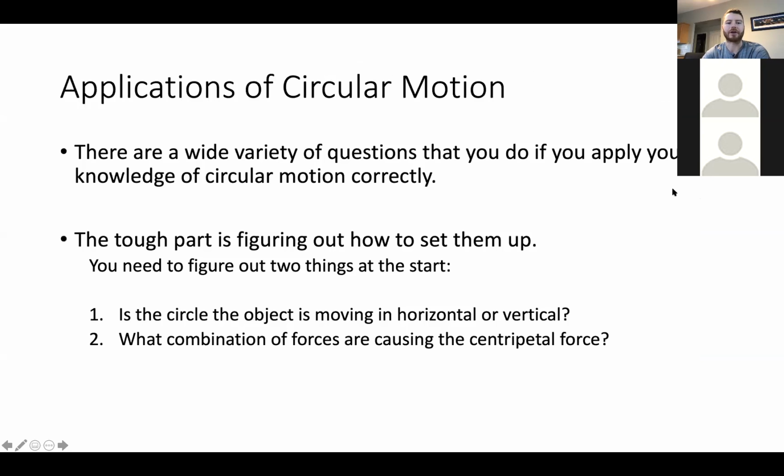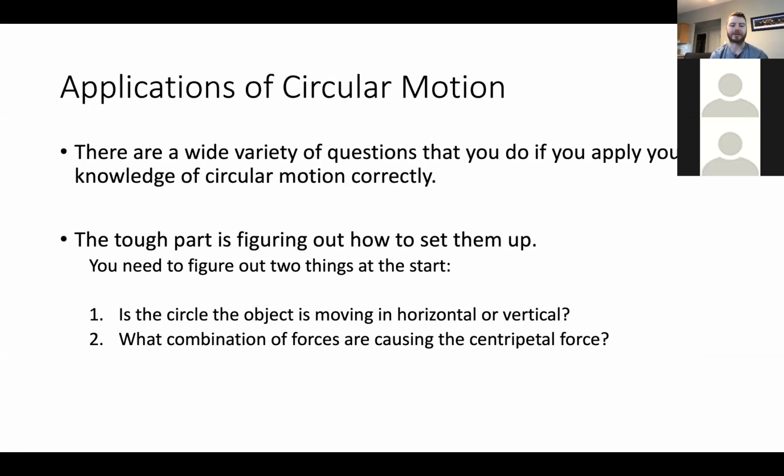All right, so when we are applying circular motion, these questions are a wide variety. We need to take the knowledge that we've acquired in the last couple lessons and apply it to solve these problems correctly. Probably the most difficult part about this is figuring out how to set them up.